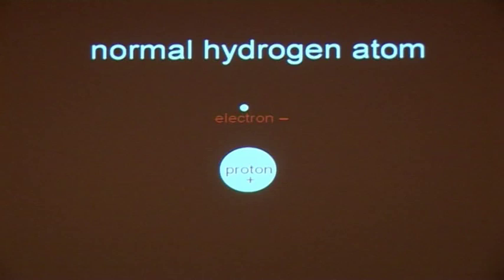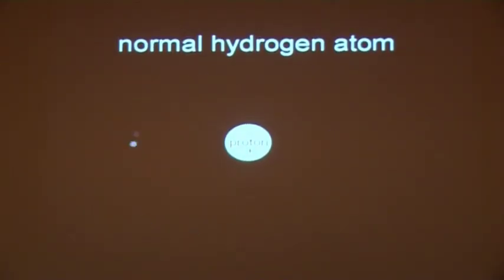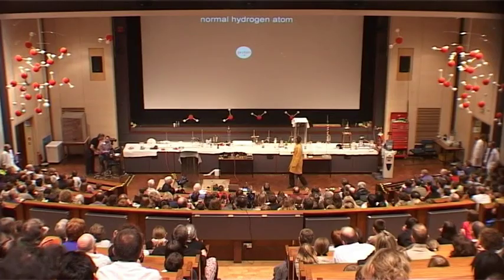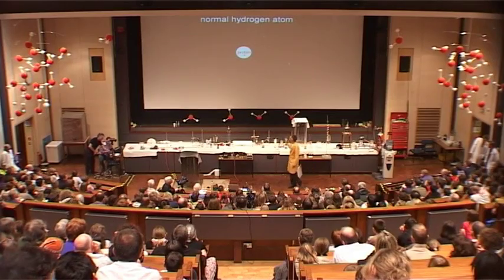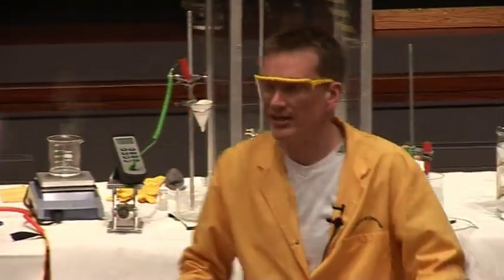This is a normal hydrogen atom. There's an electron that whizzes round. This is whizzing around all over the place. This is negatively charged. And then in the center of the atom, in the nucleus, where all the weight of the hydrogen atom is, there's a proton. And that's what gives the hydrogen atom its weight.